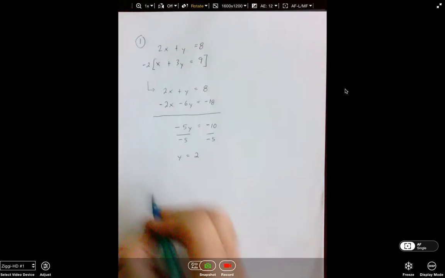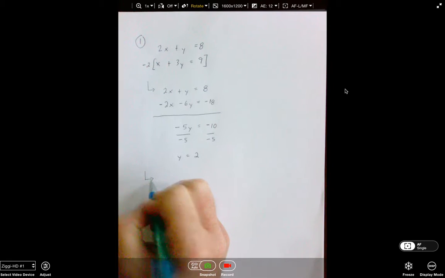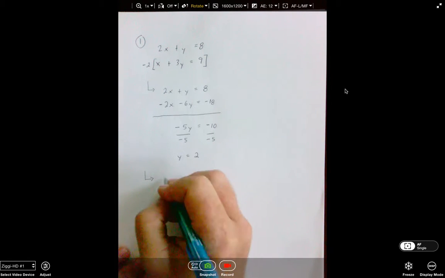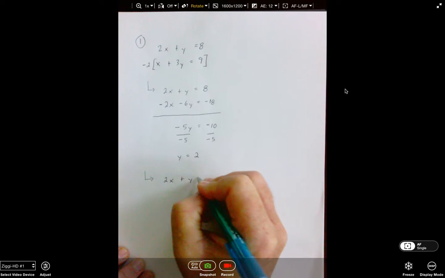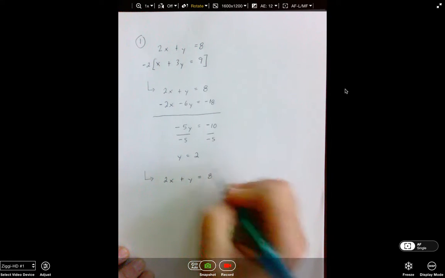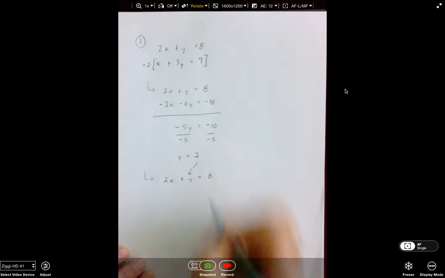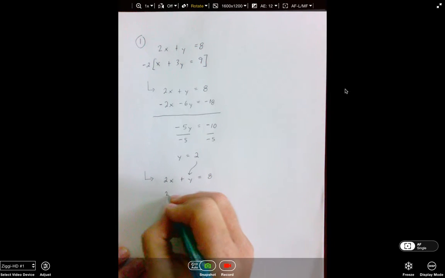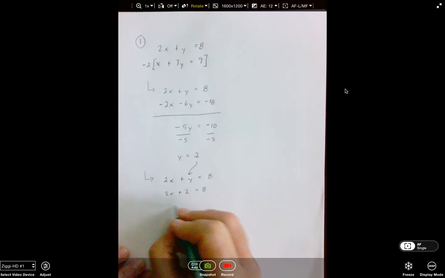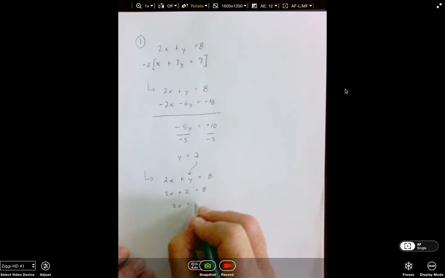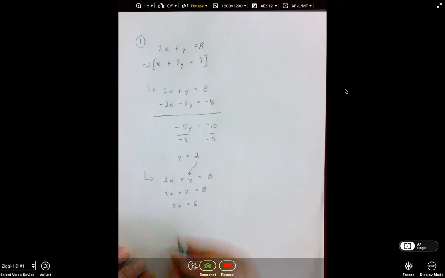Now I can choose one of the equations that I started out with. I'm just going to choose this one, the 2x plus y equals 8. But I know that y has to be positive 2. So I can make this 2x plus 2 equals 8. I think we all see that that's going to be 2x equals 6. Divide both sides by 2, and we see that x has to be equal to 3.